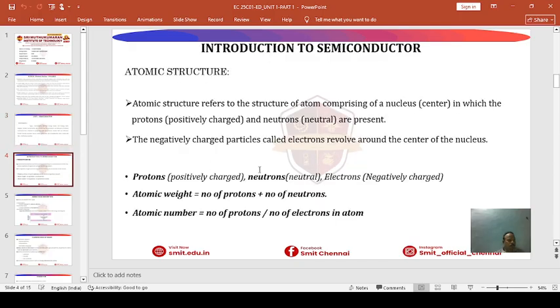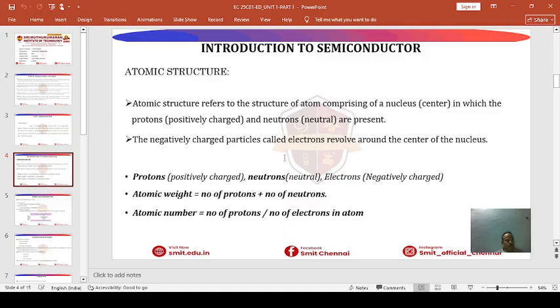Now we are going to talk about the semiconductor. A semiconductor is one which is in between the conductor as well as the insulator. Basically, semiconductors are classified based on the atomic structure. The atomic structure refers to the structure of the atom, which consists of three particles. The first is called protons, which are positively charged. The second is called neutrons, which are neutral in charge. The third is called electrons, which are negatively charged.